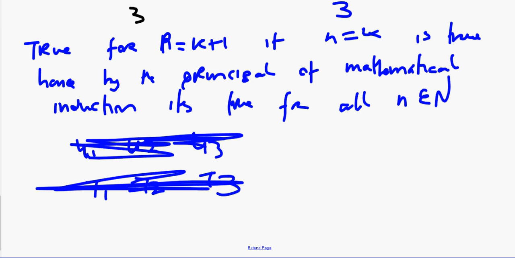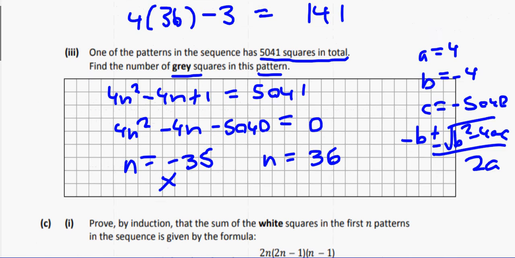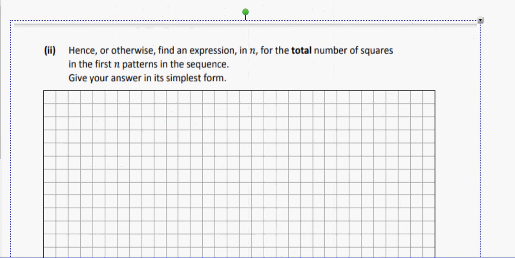Alright, this is quite the question. It's very long. C2. Hence or otherwise find an expression in n for the total number of squares for the first n patterns in the sequence. Give your answer in its simplest form. Alright, and you're almost in disbelief that this question is still going on and you're not done yet.